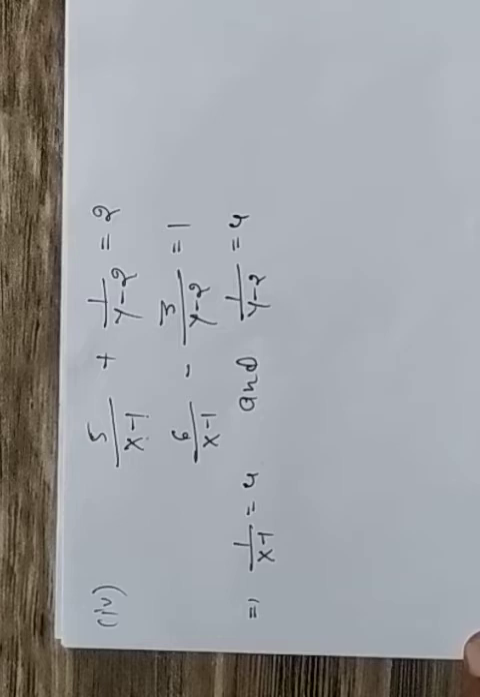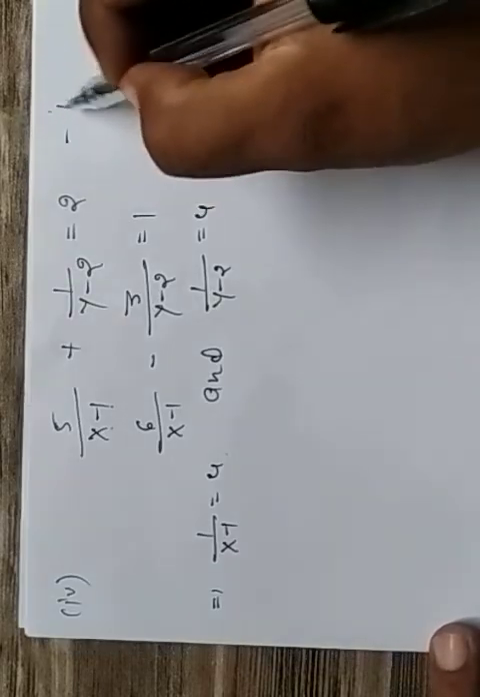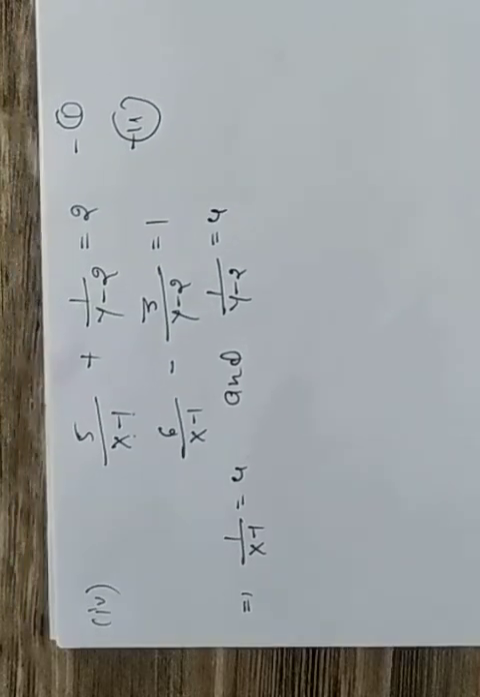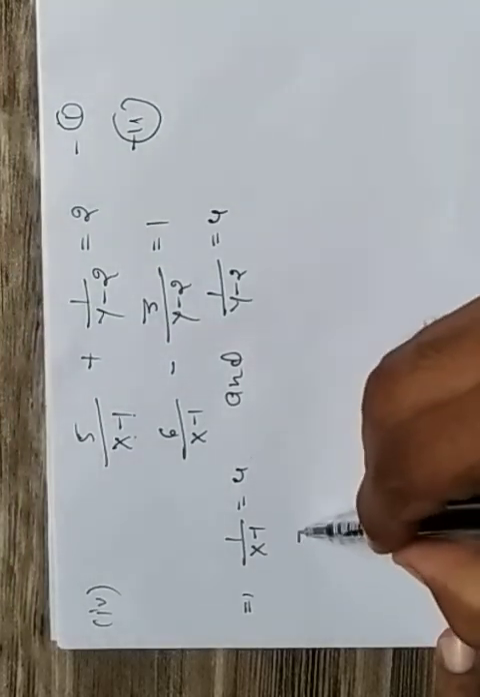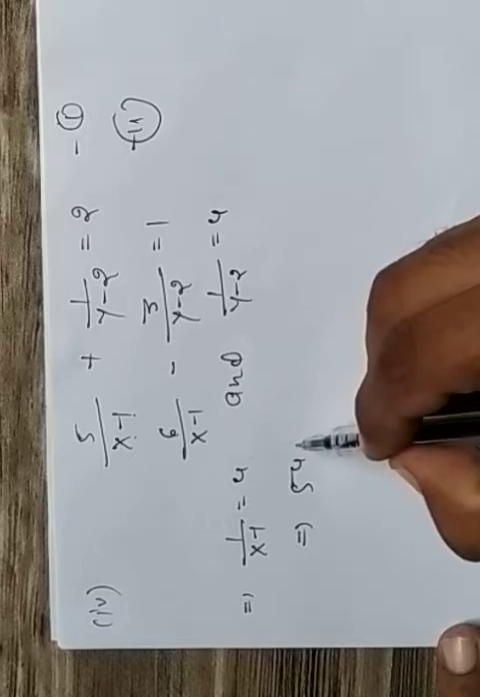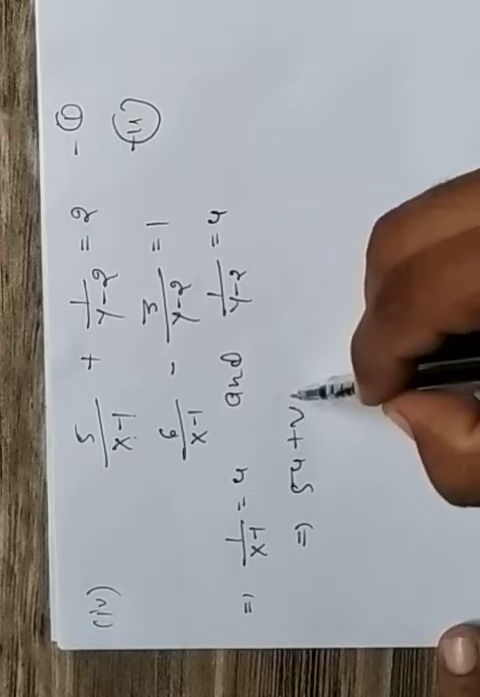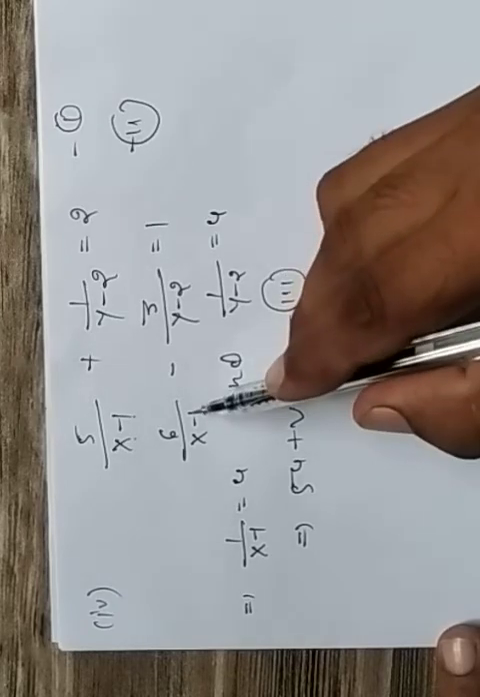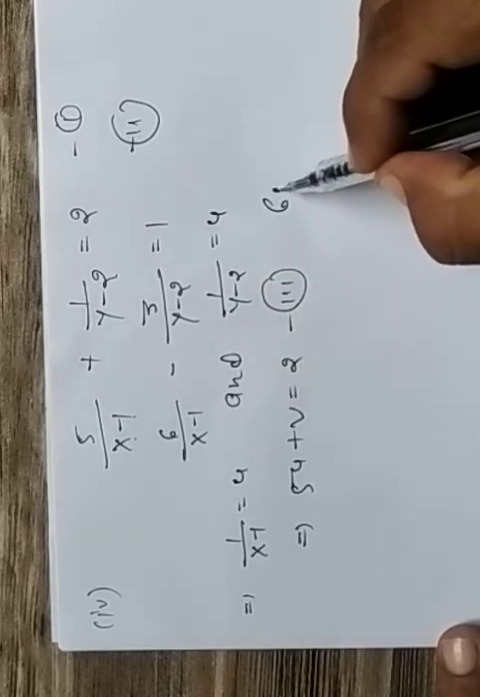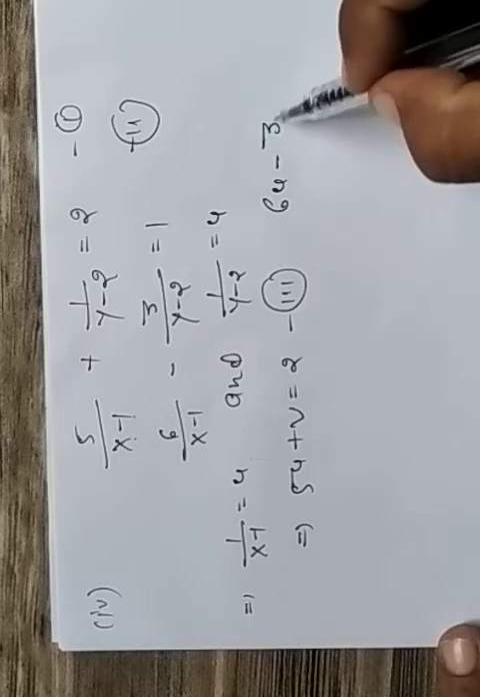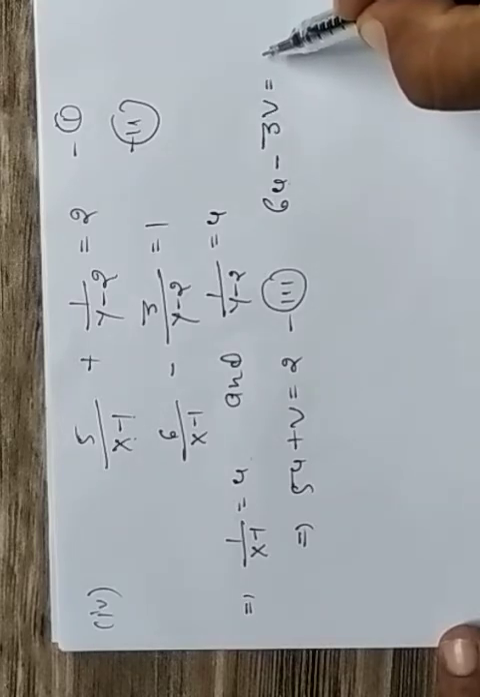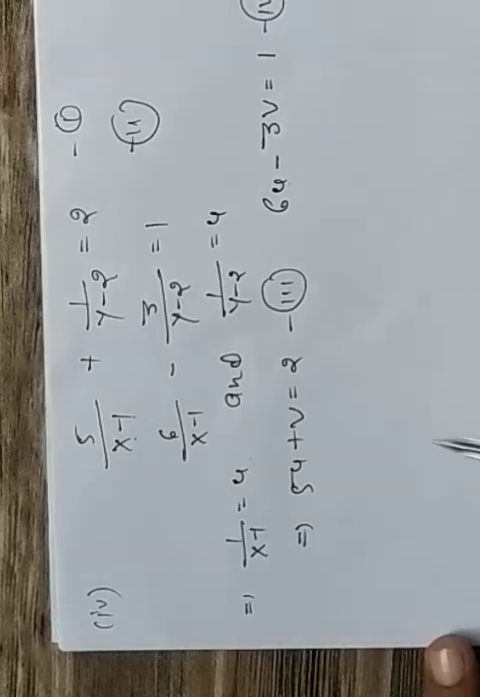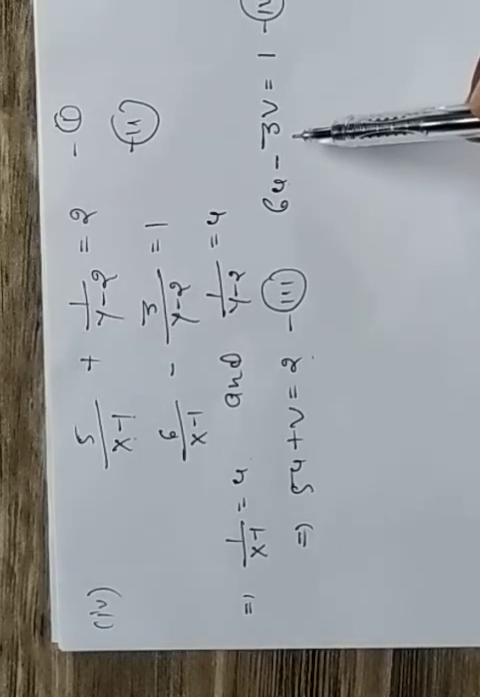Now we can put the value of u and v in equation 1 and in equation 2. So see, when we are putting this value, then what we are getting? We are getting 5u plus v is equal to 2, equation 3, and 6u minus 3v is equal to 1, equation 4. Now students, compare both equations and compare their coefficients.